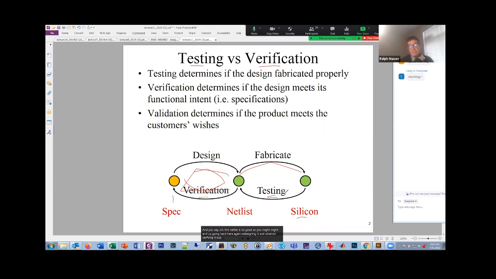But the main point here is verification is stuff that happens before the chip gets sent out for fabrication. Testing is stuff that happens after you have real hardware, where you're making sure that it works correctly. Okay.